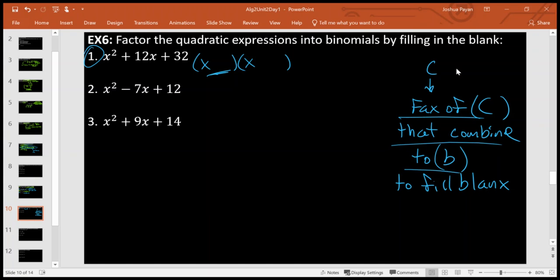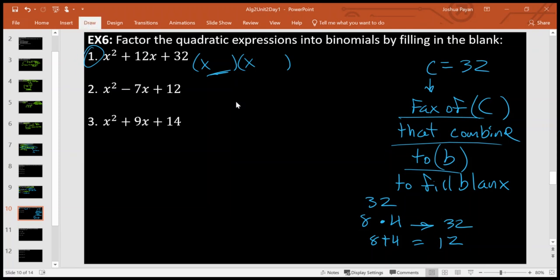Well, what is c for us in this case? Well, c is this positive 32. So I need to think, what numbers multiply to give me 32, but will combine to give me 12? And the answer there is 8 and 4. 8 times 4 gives me 32. 8 plus 4, 8 combines with 4 to give me this 12. So that's what I'm going to fill in these two blanks with.